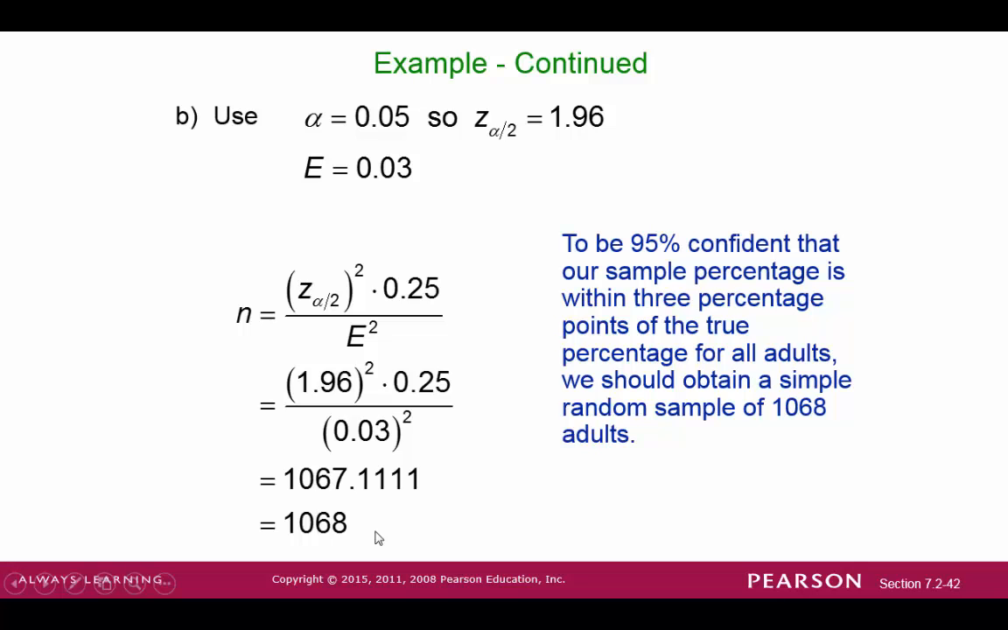What does that say? That says if we want to be 95% confident that our sample percentage is within 3 percentage points of the true percentage of all adults, we should obtain a simple random sample of 1,068 adults. So by having at least 1,068 adults, we can be 95% confident that we are within 3 percentage points. Notice also that this value, 1,068, is larger than the other value that we had, about 900 and something. So if we don't have prior information about a survey being done, then we have to settle for a larger sample size.